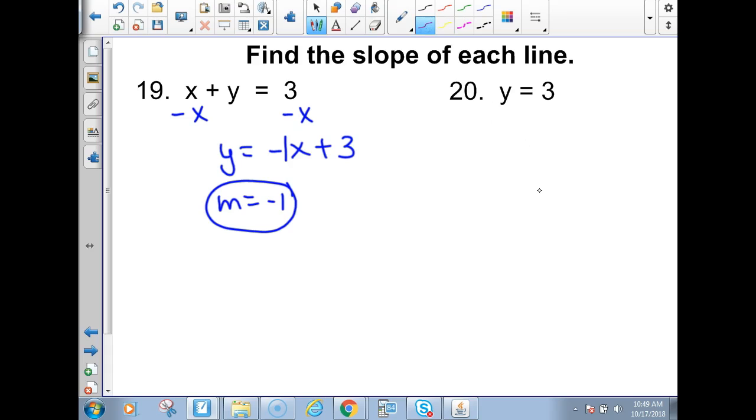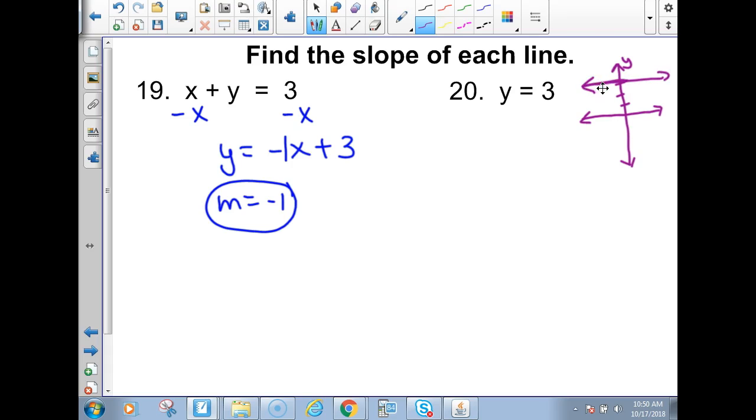Uh-oh, there's no x in the next equation. This is a special kind of line. So let me help you figure out what the slope of that line is. If it says y is 3, and this is the y-axis, there's where y is 3, right here. So that means that line is always this way. It's flat. What was the slope of a horizontal line? That's the equation of this line. That's the graph of that line.